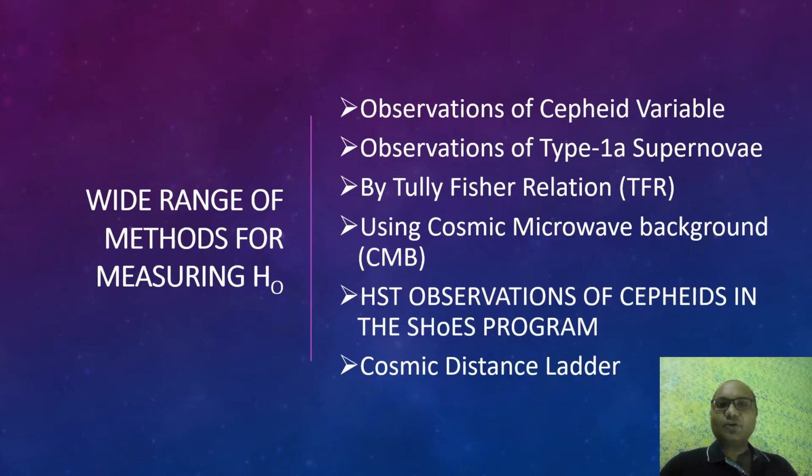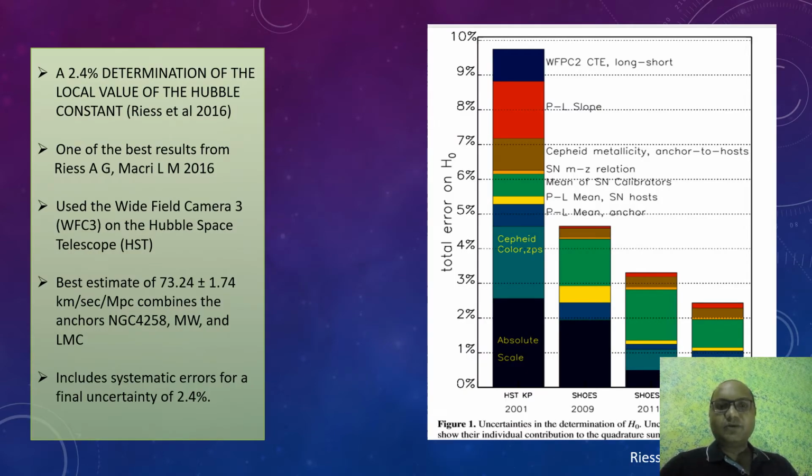After that we adopted so many methods for observing H0, like observations of Cepheid variables, observations of type 1a supernova, Tully-Fisher relations, using cosmic microwave background CMB, HST observations of Cepheids, and the cosmic distance ladder. Since then, from 2001 to 2016, I will discuss Riess et al. 2016, who estimated a value of nearly 73.24, and the biggest achievement we have gained is the reduction of the total error on H0.